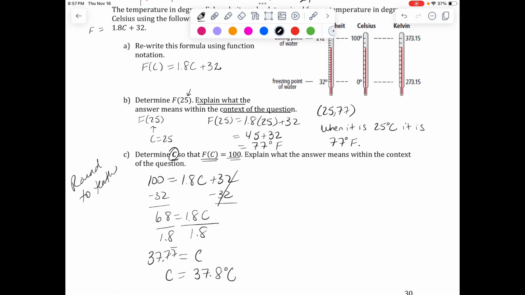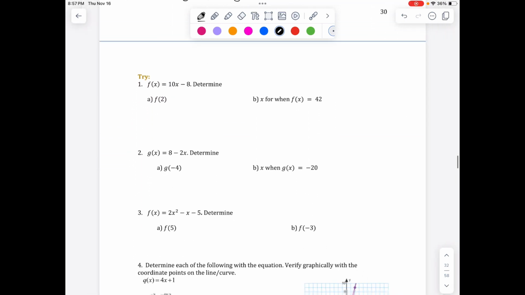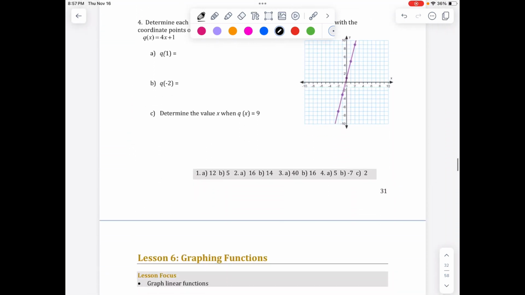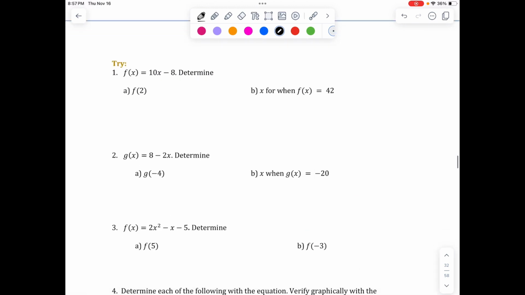37.8 degrees Celsius. So explain what the answer means within the context of the question. Okay, 100 degrees Fahrenheit converts to 37.8 degrees Celsius. Okay, that's the conversion. All right, now I'll pause the video, and you can pause the video and try these, see how you can do.